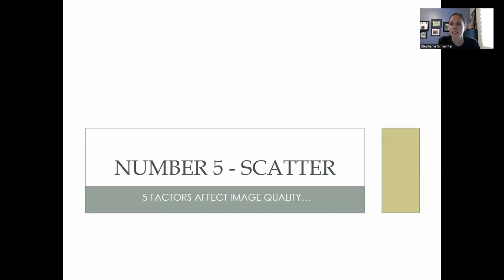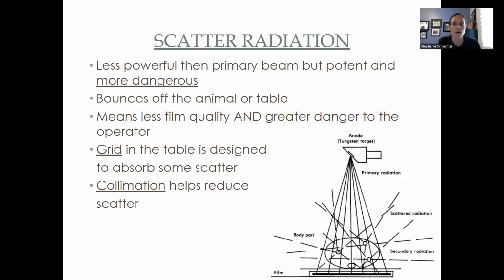Okay, next up is scatter. So scatter radiation. So we talk about, right, this is the stuff that's bouncing off and not going into the patient or through the patient to your cassette. Okay, this is the stuff that we use our PPE for because we can't see it and we have no idea where it's going, okay, or where it's coming from, because it can bounce off the table, it can bounce off the leg or the head or whatever we're radiographing, okay?